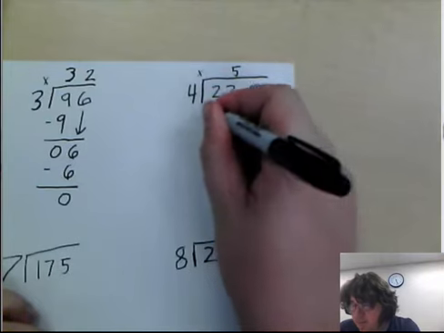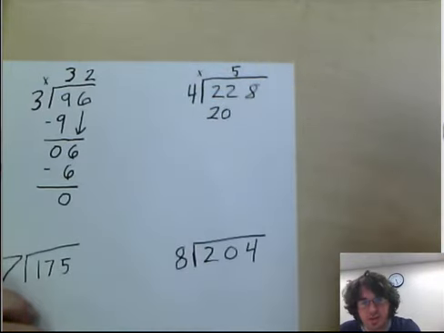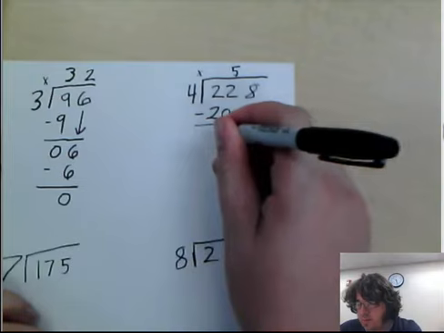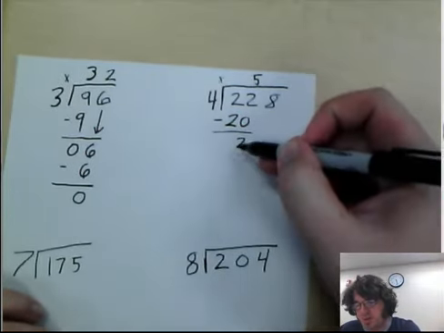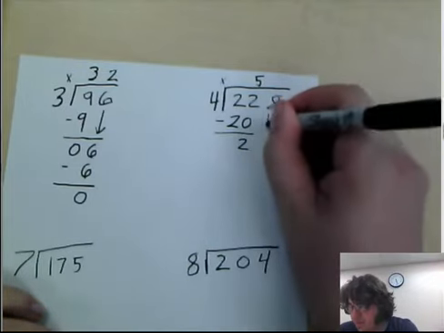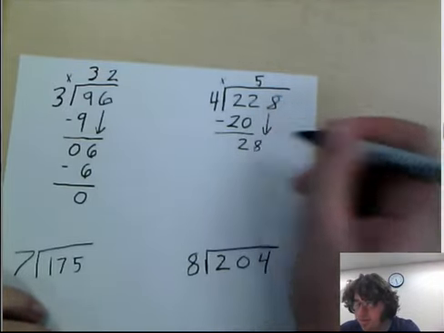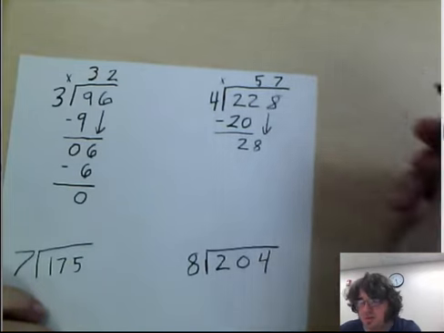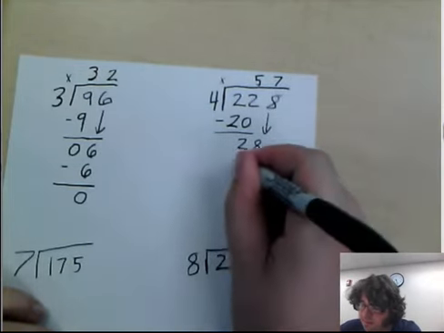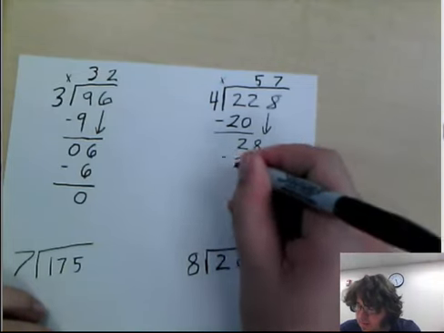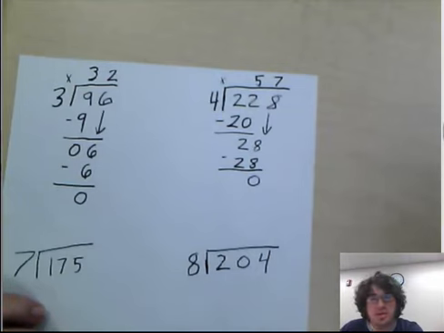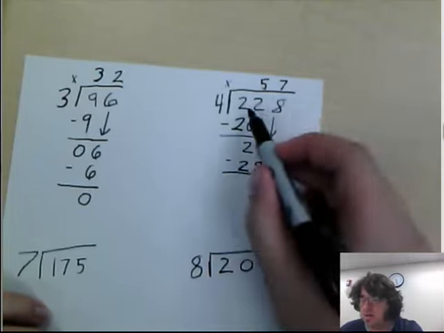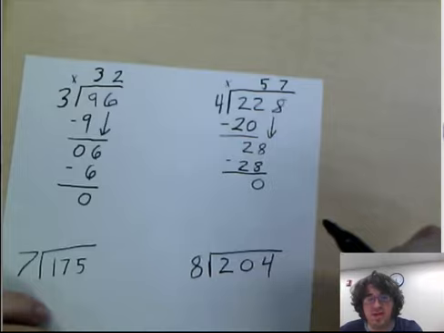5 times 4 gives me 20, so I'm going to write it right underneath. And now my next step is subtract. 22 minus 20 is 2. Okay, now 4 can't go into 2, so I need to bring down this 8 to make 28. How many times does 4 go into 28? Well, 4 goes into 28 7 times, and that goes in evenly. So 7 times 4 leaves me with 28. I subtract, and I'm going to get 0. And that's all I need to do. So 4 goes into 228 57 times. Or we can say 228 divided by 4 gives me 57.